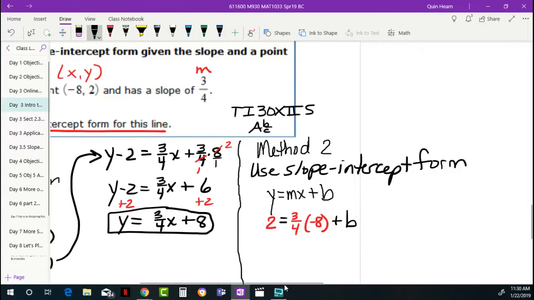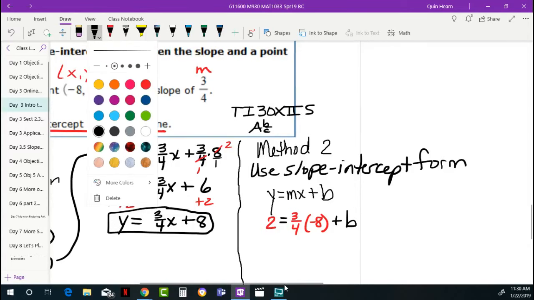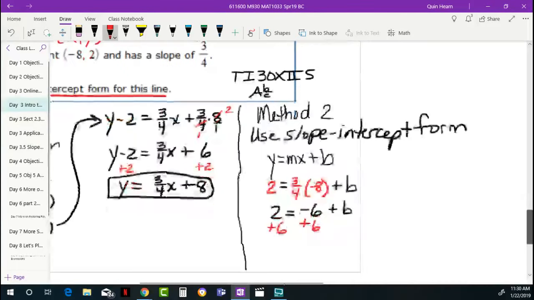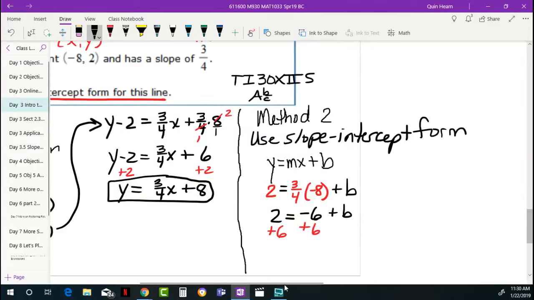So multiplying 3/4 times negative 8 is just like multiplying it times 8 like we did a minute ago, except it's a positive times a negative, so we're going to get a negative. So we have 2 equals negative 6 plus b. Now we're going to add 6 to both sides of the equation to get b by itself. And we're going to get that 8 is equal to b.